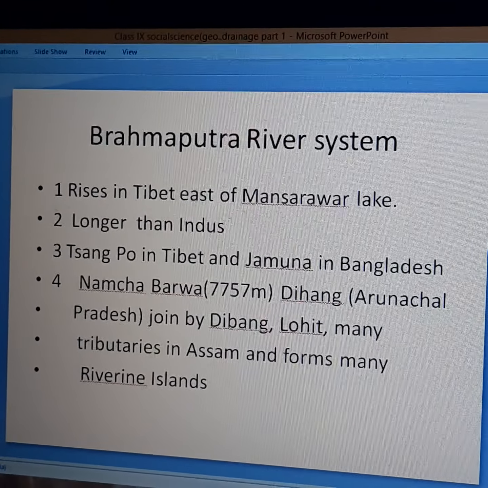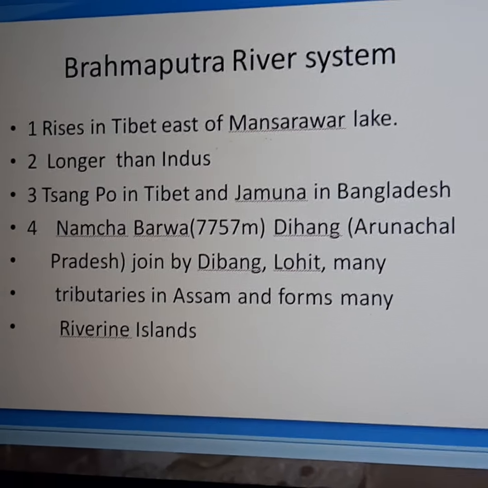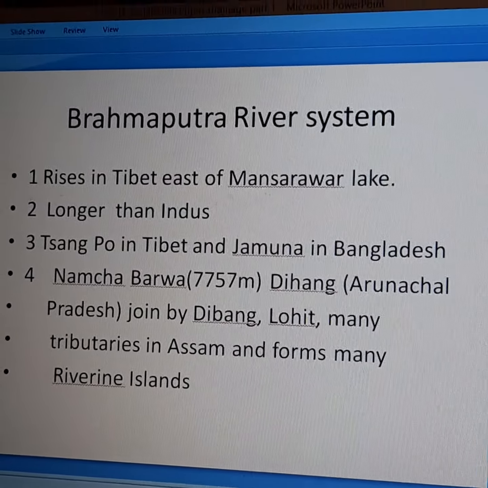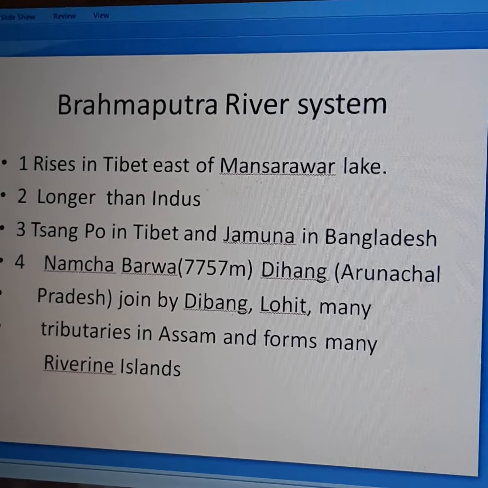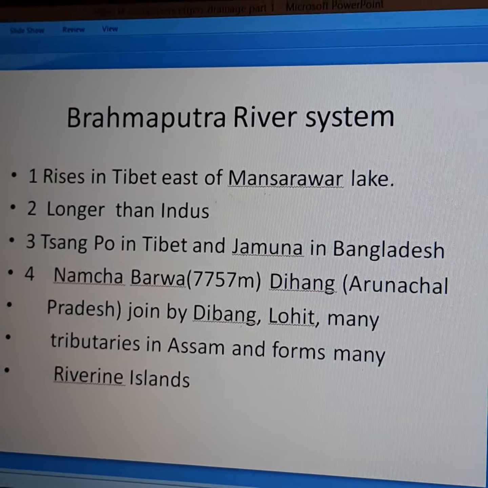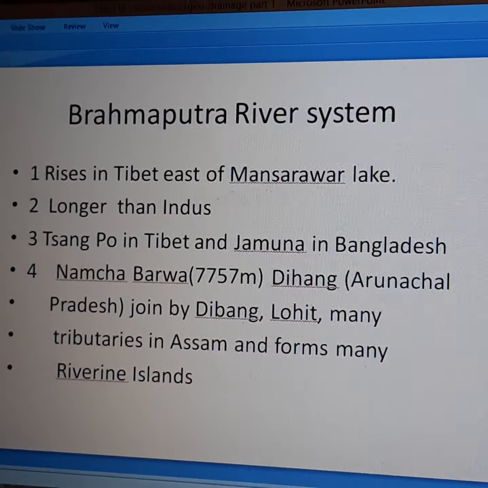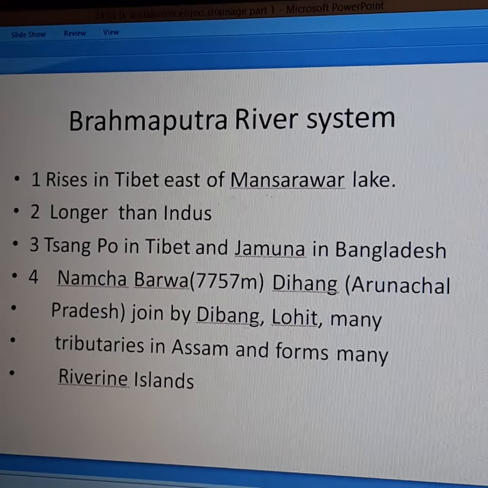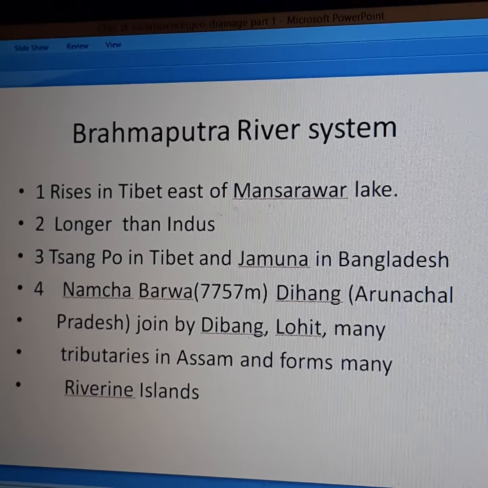The river Brahmaputra flows eastwards parallel to the Himalayas. When it reaches the mountain Namcha Barwa, which has a height of 7,757 meters, it takes a U-turn and enters India in Arunachal Pradesh. Here in Arunachal Pradesh, the river is called Dihang and is joined by many tributaries like the Dibang, the Lohit, and many smaller tributaries in Assam, to form a river larger in volume.